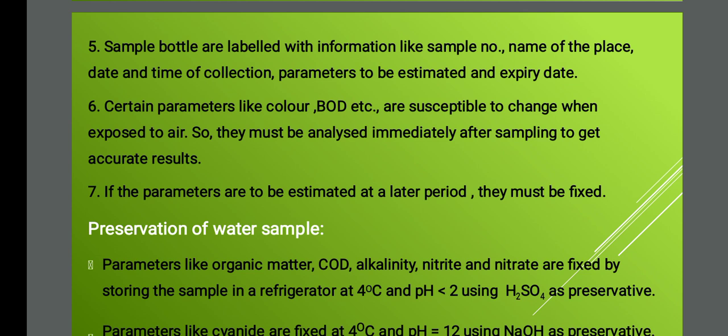I'll be saying that later. Is it clear for you? So these are the methods of collecting the sample. Okay, next we'll see how to preserve the water sample.